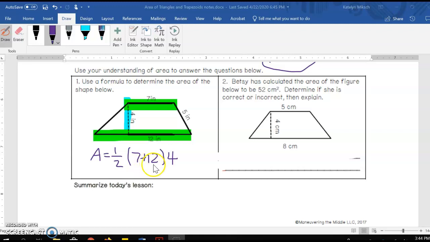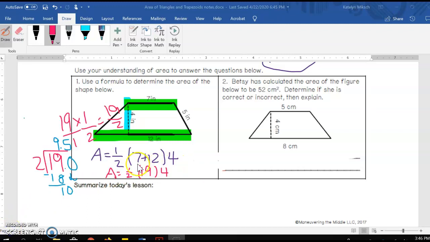Now we need to follow the order of operations and solve. So we're going to perform our addition in the middle first, and then the multiplication. So go ahead and try that and then check your answer. Okay, so step 1 would be 7 plus 12, which is 19. And then I just copied my formula again, so I have half times 19 times 4. When I multiply 19 times 1/2, I get 19 halves. That's an improper fraction. So then I had to divide 19 by 2, and I got 9.5.